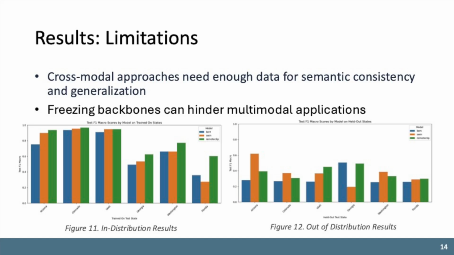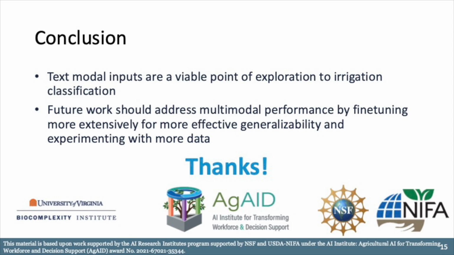To conclude, what we really found is that the text modal inputs really serve as a viable point of exploration. They contain a lot of data and seem to really help the model, at least in distribution, predict irrigation type. For future work, though, we should really address that multimodal performance, either by fine-tuning more extensively, maybe using low-rank adaptation, sort of to improve that generalizability, or maybe experimenting with more data. We cut off a lot of features due to our text processing limit, but we could definitely try to find a way to work around that in the future.